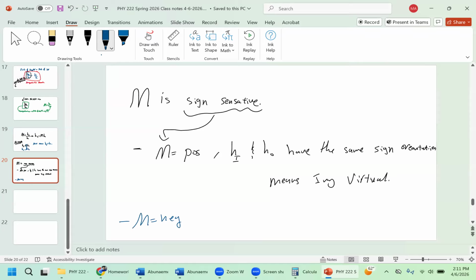So if your M is negative, HI and HO are different signs. That means the image is inverted. When you get an image inverted, that means it's a real image. Okay?